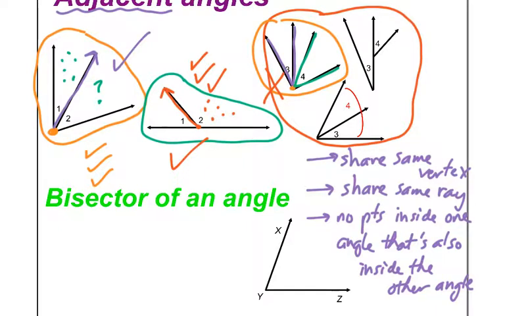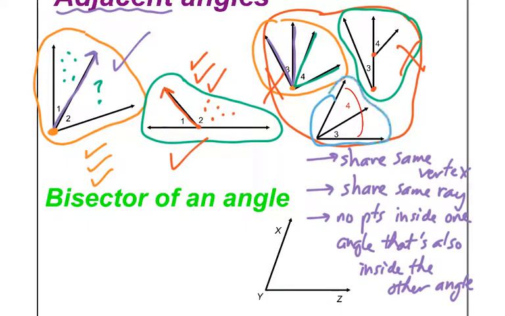Let's try this one over here. It's just weird looking. All right, first of all, do they share the same vertex? No! Wow, they broke the rule right away. Here's the vertex of 3, here's the vertex of 4, and that's not the same. So definitely not adjacent. Okay, how about the last one? This one here.